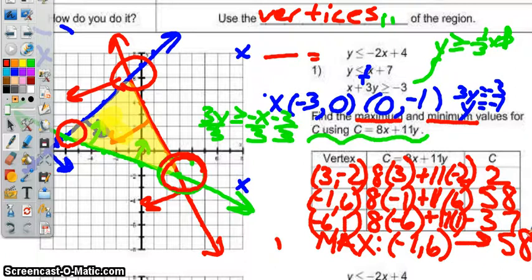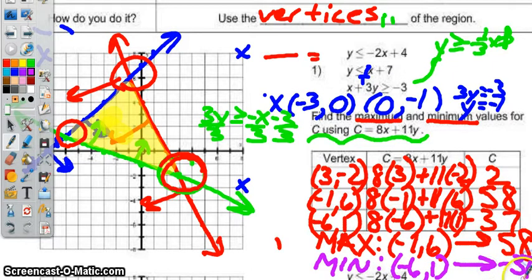Probably should put that in a different color so you can see it better. Do the other one a different color. Now the minimum, what's the minimum point? -37, which the point would be -6, 1, which produces -37. Okay? And so that would be my final answer right there.